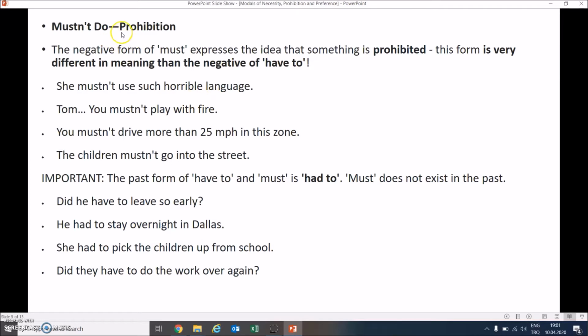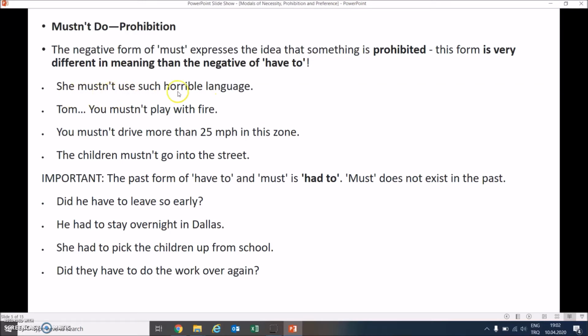Mustn't do. This is prohibition. Not allowed. Okay. The negative form of must expresses the idea that something is prohibited. This form is very different in meaning than the negative of have to. I mean, must and have to have similar meanings in the affirmative, but they are very different in negative sentences.